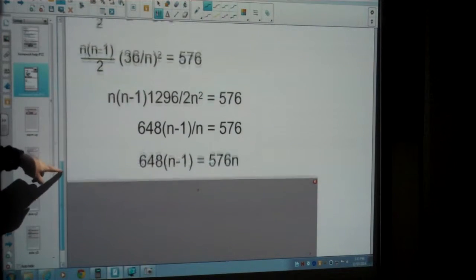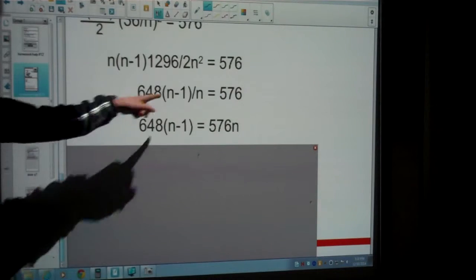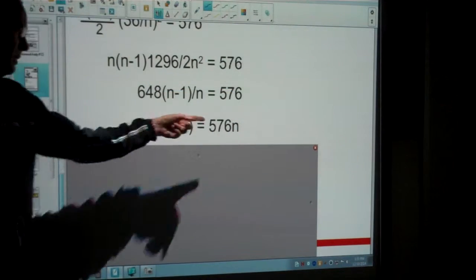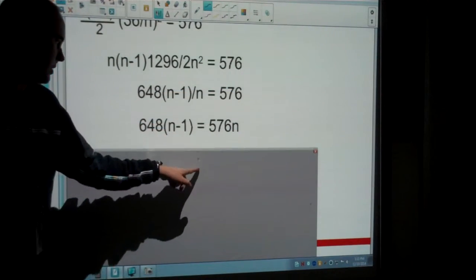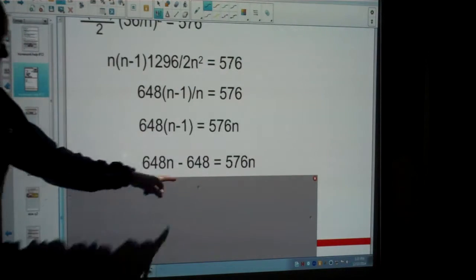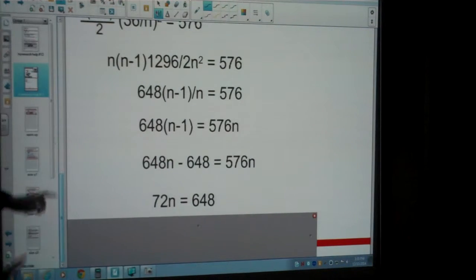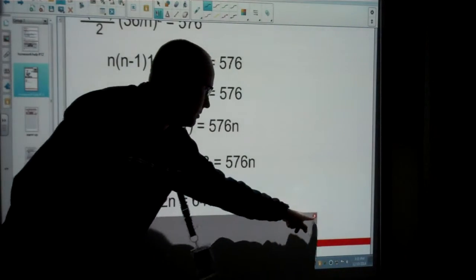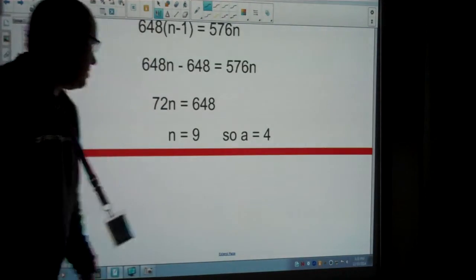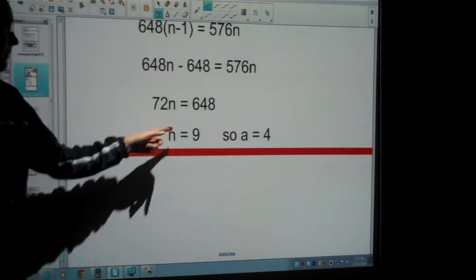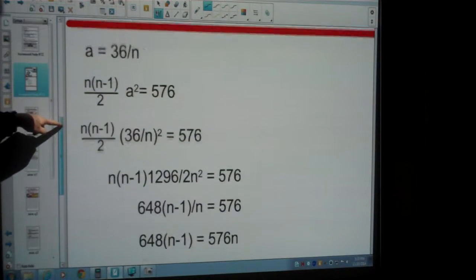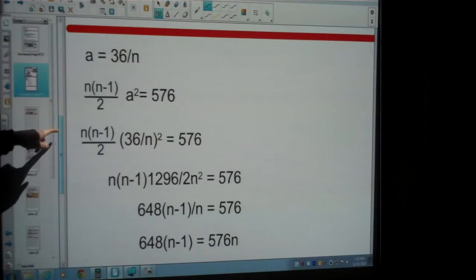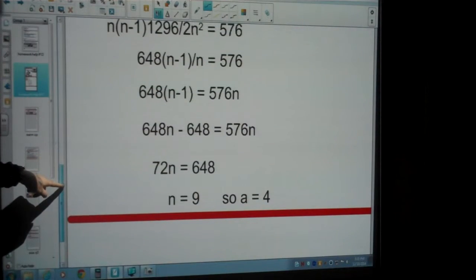And then now I can also multiply both sides by n to get rid of this fraction. If I go ahead and then distribute and then collect like terms, I should end up with a linear equation which I can actually solve. And once I've solved for n, if I plug this back into the original equation, 36 divided by n will give me the value for a as 4.